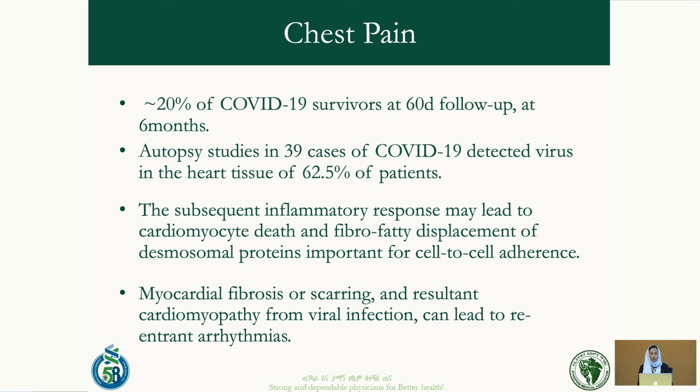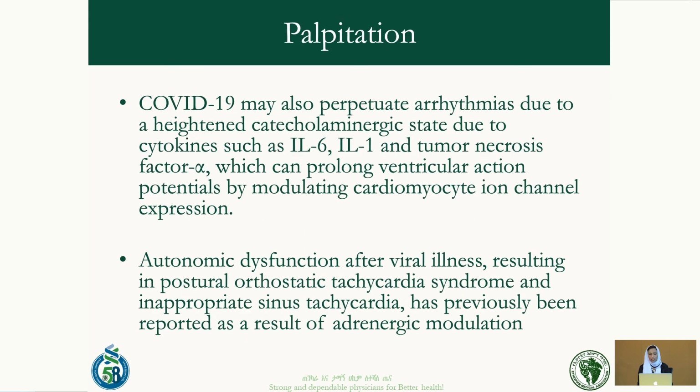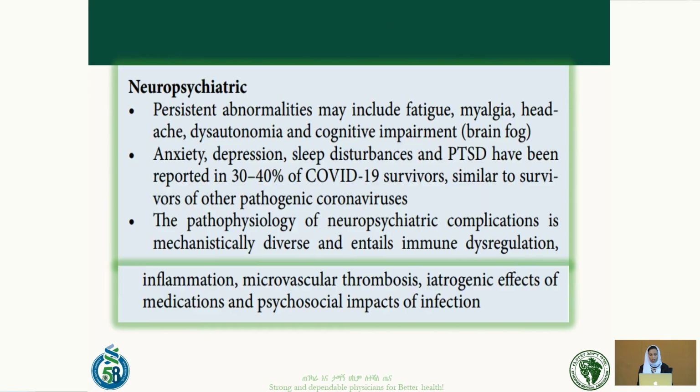So autopsies have shown that 60% of patients can have the viruses in situ, but there is also subsequent inflammation, cardiomyocyte injury and replacement of desmosomal proteins with fibrofatty displacement. So that creates a scar and perpetuates arrhythmia and palpitation. And also, just like any other viral infections, they are at risk for postural orthostatic tachycardia syndrome or inappropriate sinus tachycardia. So for this group of patients, a low dose beta blocker has been tried.